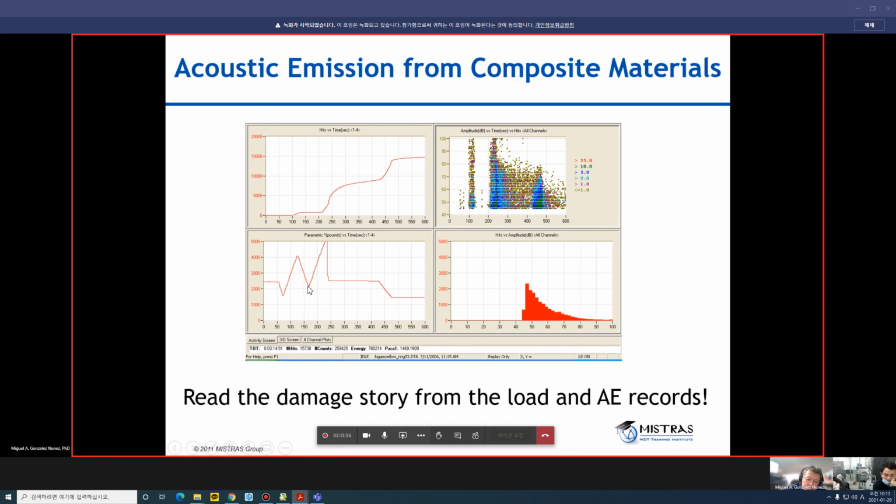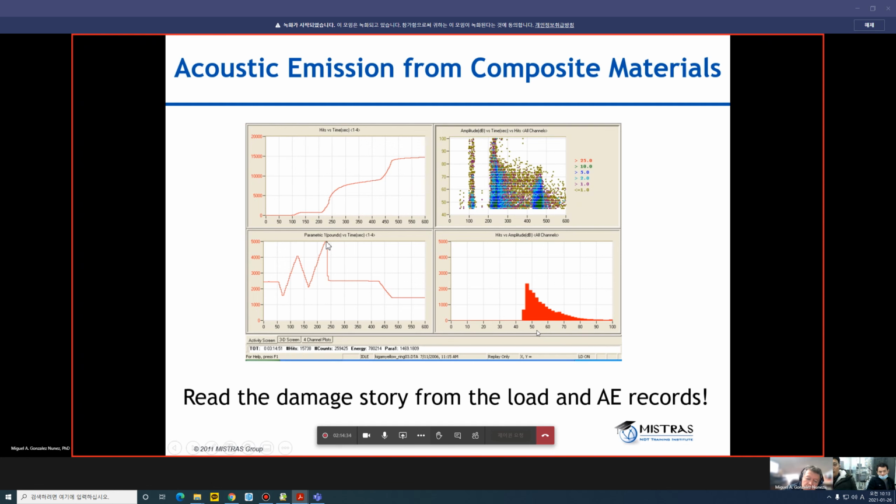When we unload here, there is no accumulation of hits until we start to increase the load, and you see the corresponding increase at about 200 seconds, when we go above the previous maximum load here. Okay? And it continues increasing the number of hits as we increase the load here.